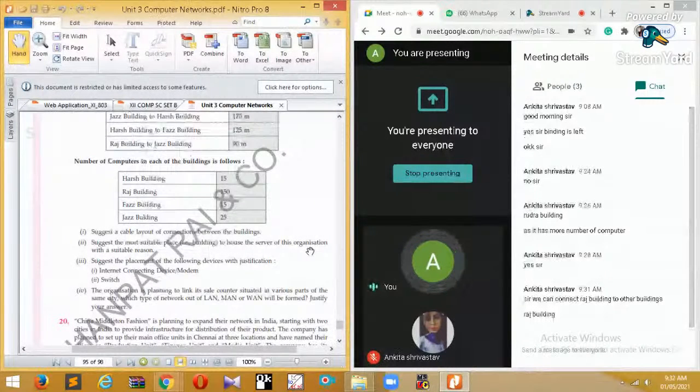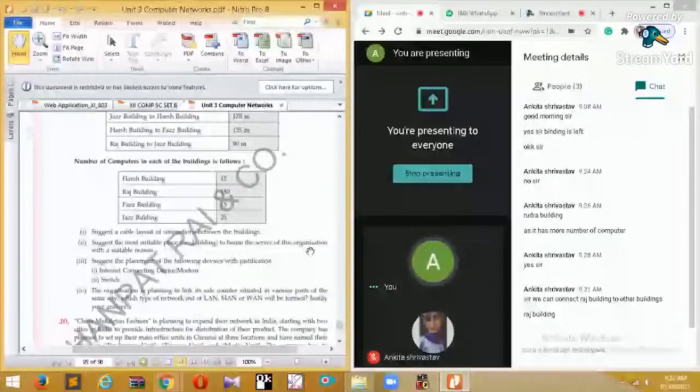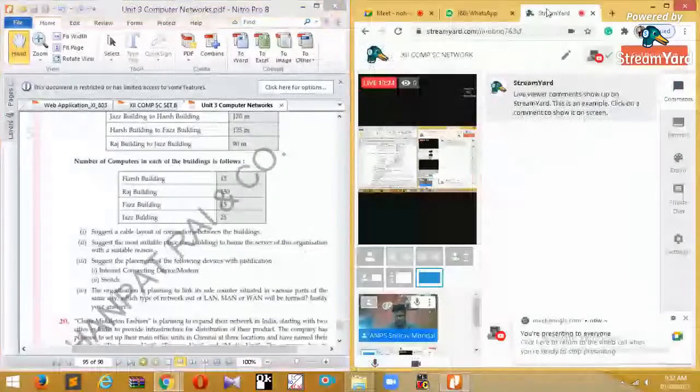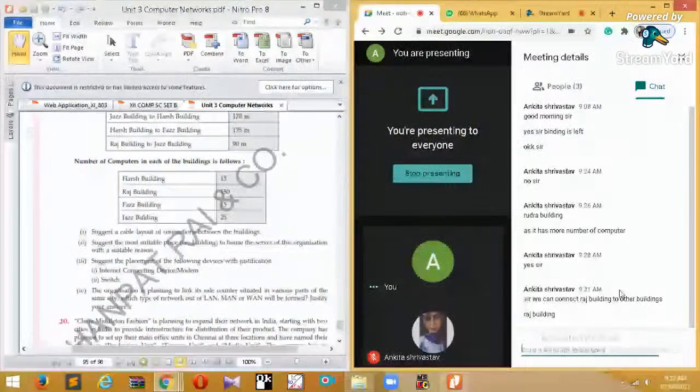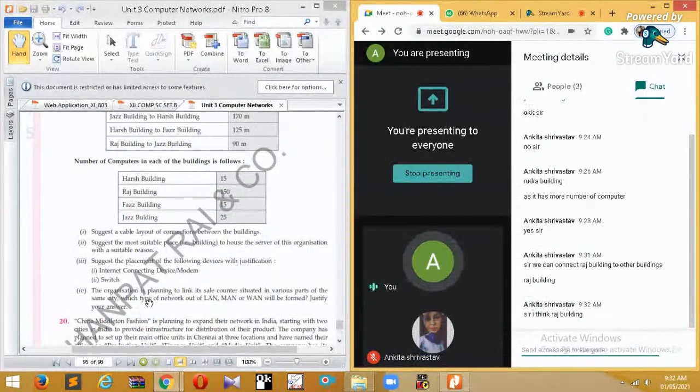Very good. Suggest the placement of the following device with justification: internet connecting device or modem. So what will be your answer? Where will the internet connecting device or modem be placed? In which place will it be placed? Write your answer. Yeah, right, Raj building only.